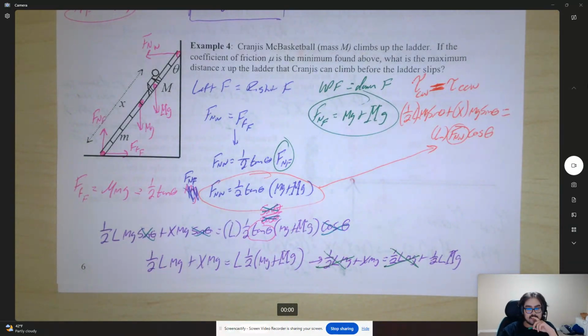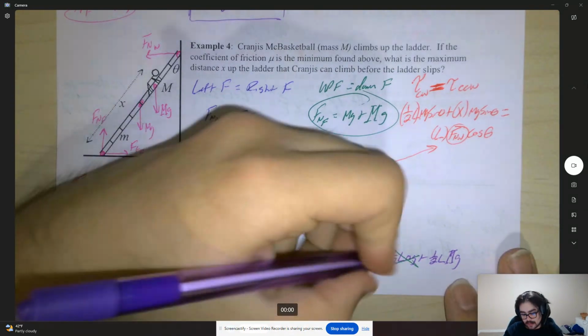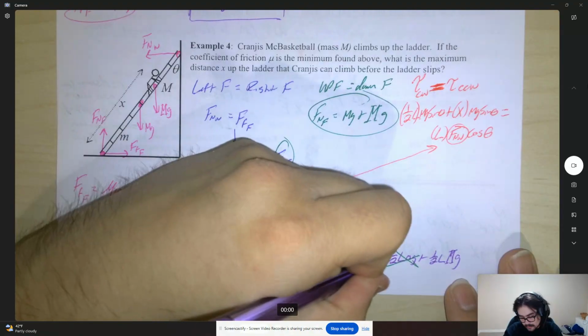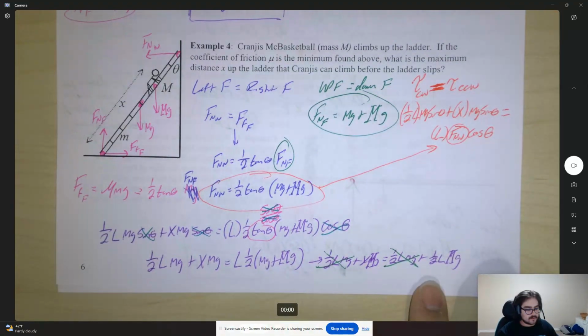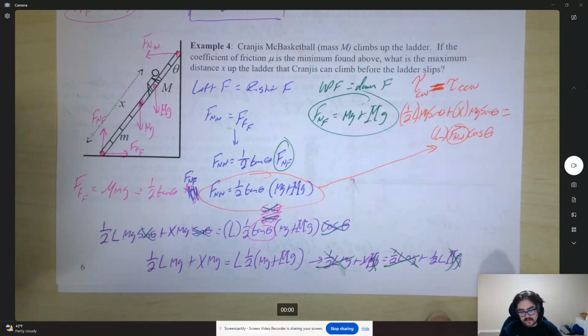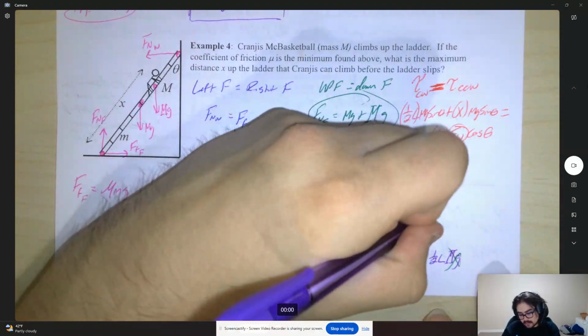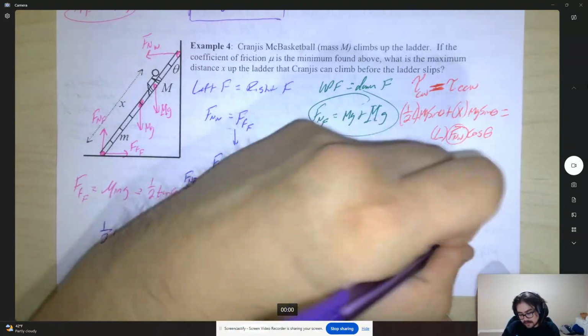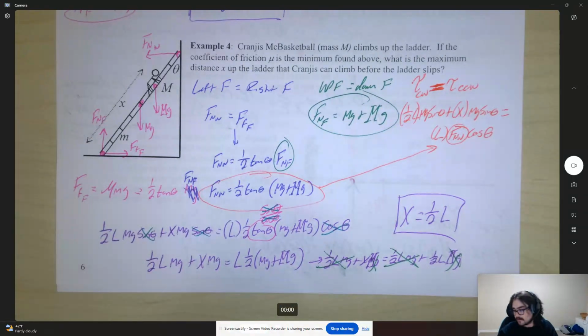And then you're left with x mg equals 1/2 L capital MG. And I'm so sorry, I wrote it wrong here. This should actually be capital MG as well. I didn't really make it clear. But since you have capital MG on both these terms, you can then eliminate them. And you should end up finding that x is just going to be equal to 1/2 the length of the ladder. Okay, that is all of the torque.